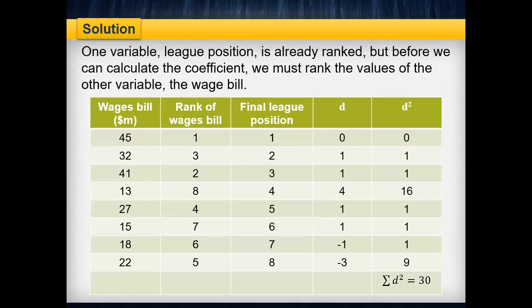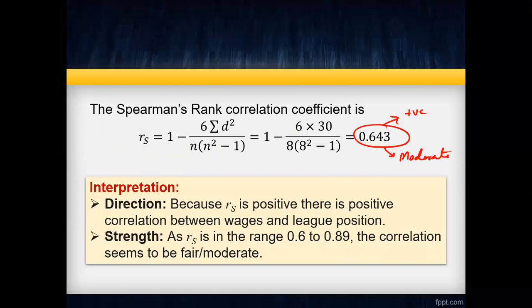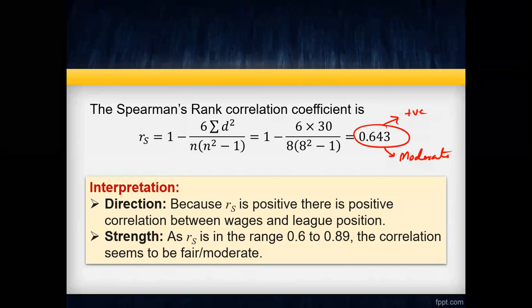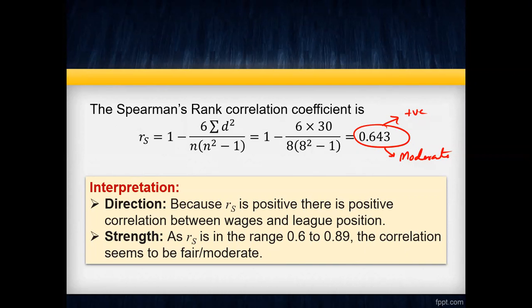Okay, so in this way you can interpret the results. Two things you have to interpret: first is direction, yes, positive, high salaries, good positions. And second thing is the strength. The strength is moderate, it is not strong. Strong means that always high team salaries, they are getting the high positions.